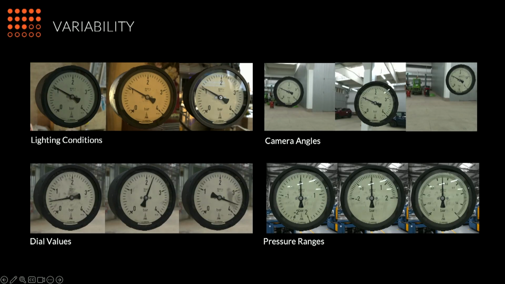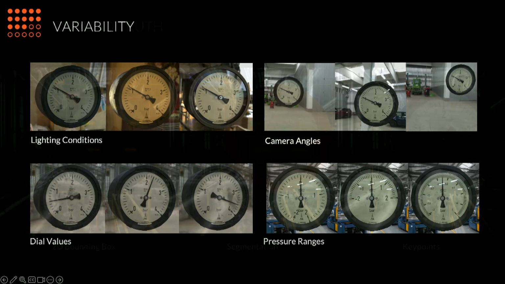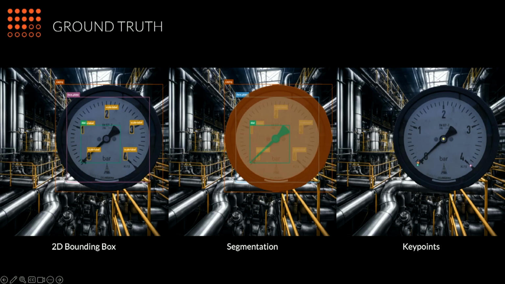The first step is always starting with the contents. So inside of Houdini, we created a photorealistic procedural gauge that could model all the different representations of the real world that we want to represent. This includes things like varied lighting conditions, camera angles, dial values, and pressure ranges, just to name a few. We can then use the synthetic tools that we've created in Houdini to configure this into a format that is directly consumable for training an AI vision model. And this includes detailed ground truth information like 2D bounding boxes, segmentation masks, and key points that allow us to guide the model and instruct it on what we want it to learn about the real world.